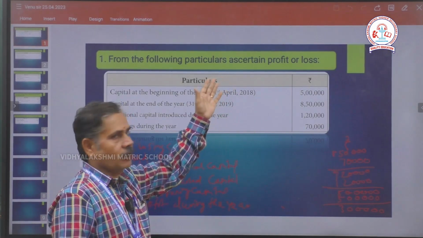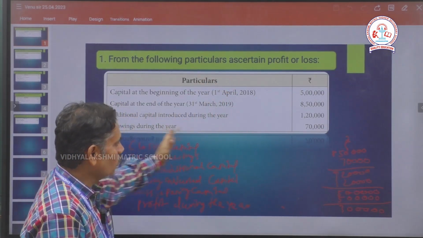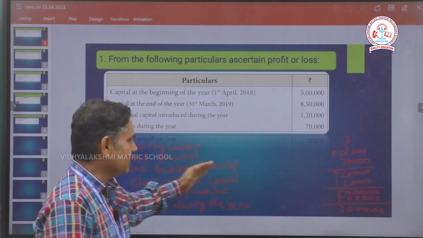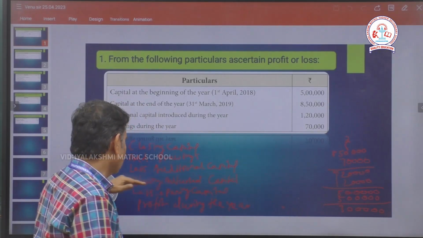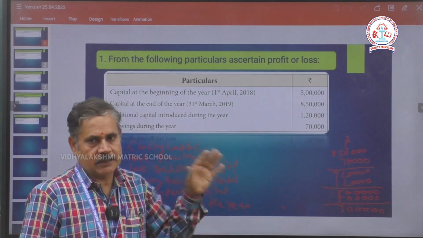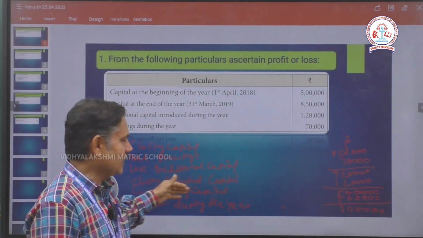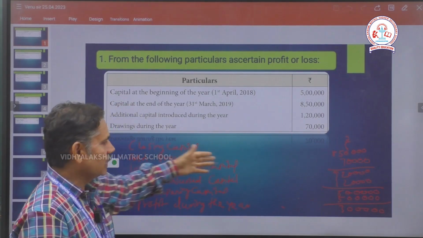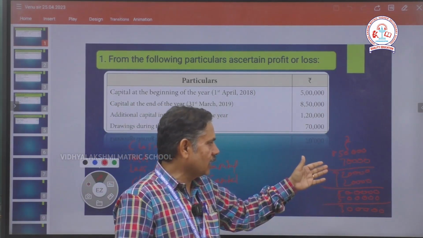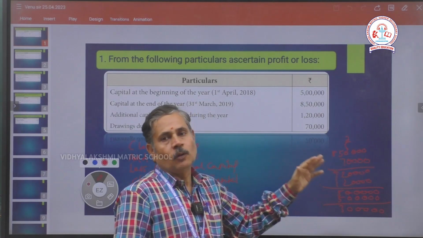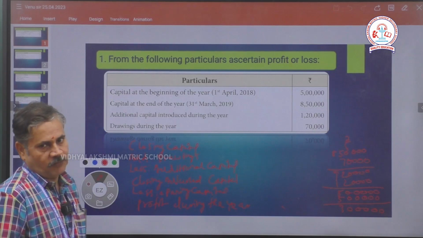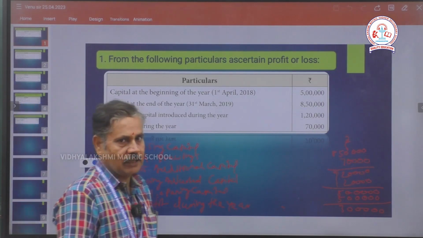So in this statement of profit or loss, first we will take closing capital. After that, add drawings. After that, less additional capital. After that, the answer is called adjusted closing capital. After that, less opening capital, and see the value of the opening capital and adjusted closing capital. Here, if adjusted closing capital is more than the opening capital value, then the answer we find out is profit during the year. Very clear, my dear student.